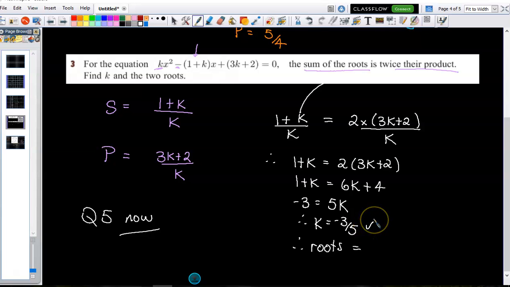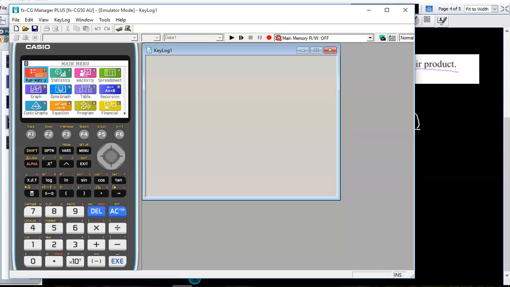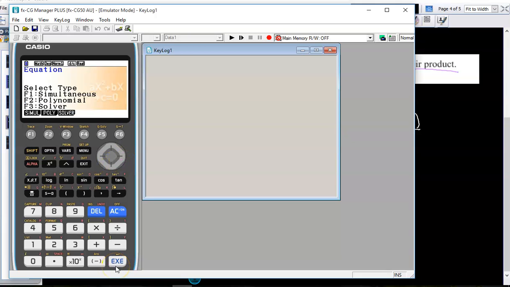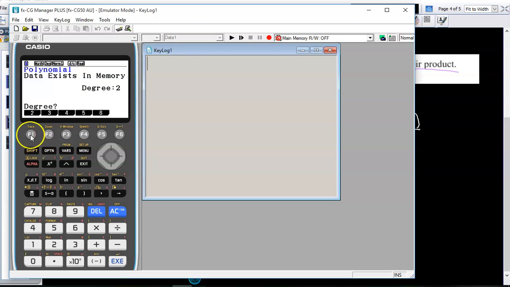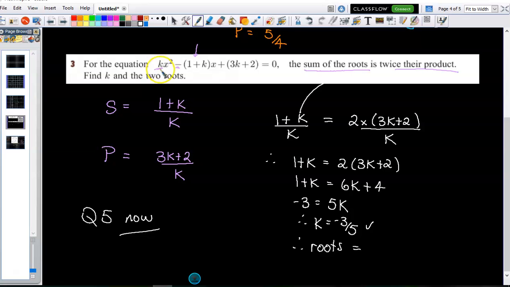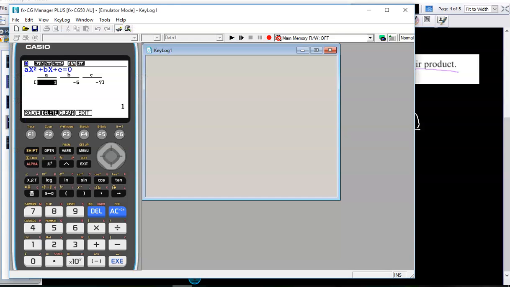We've got k. How could you then find the roots? We go to our calculator. I'm not going into the main menu. I'm going into equation, polynomial, degree 2, a, b, c. What's my a? k, but what is k? Minus 3 over 5. I just plonk that straight in.